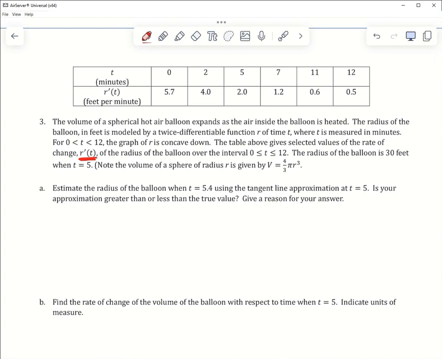Okay, so think about that. So r of t is the radius at any time, right? And so r prime of t is the rate of change of the radius at any time. And it says the radius of the balloon is 30 feet when t equals 5. And then it gives you a volume.